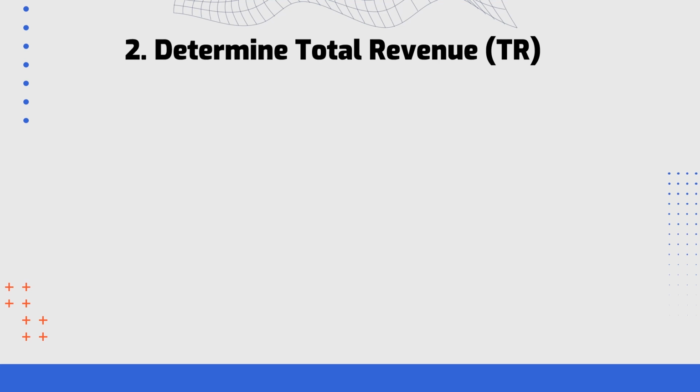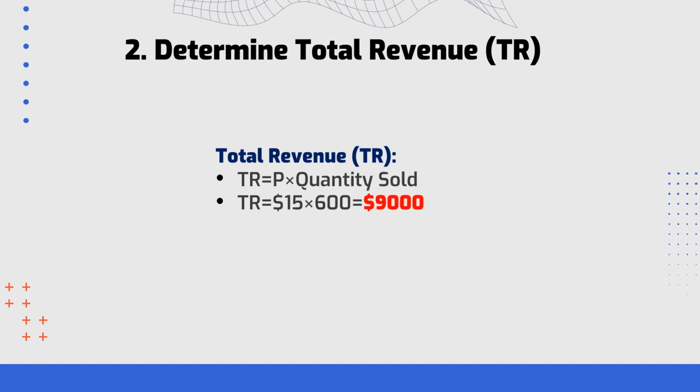Step number 2, determining total revenue. Total revenue is calculated by multiplying the price per unit by the quantity sold. The formula is price per unit multiplied by quantity sold, which gives us $15 multiplied by 600 equals $9,000.